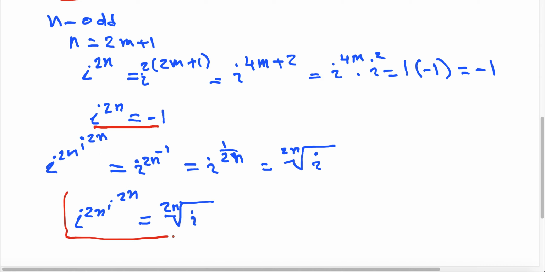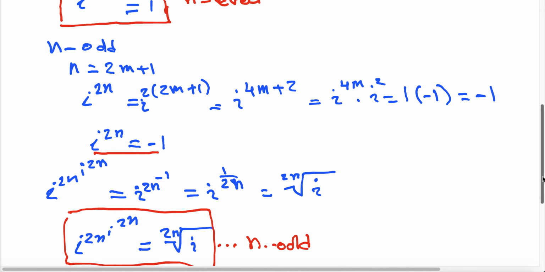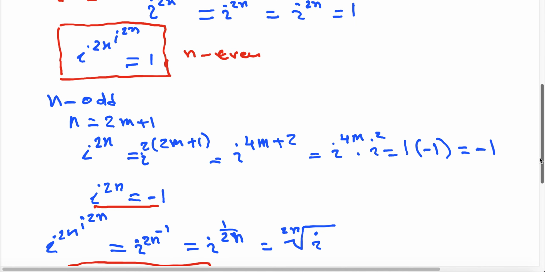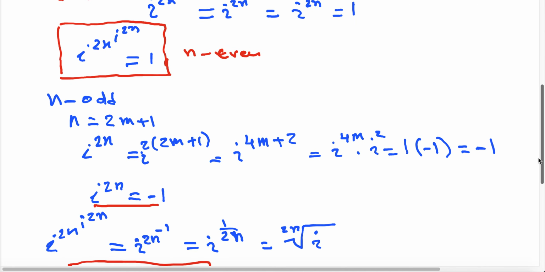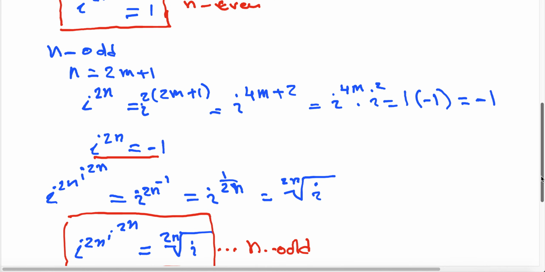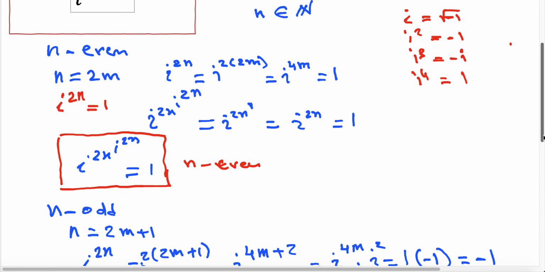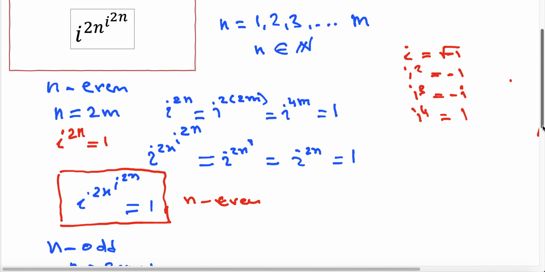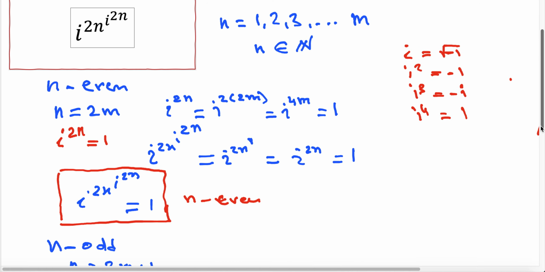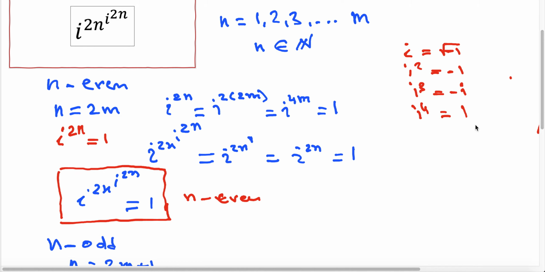That is when n is odd. So those are the two results. This is when n is odd. And when n is even, we have i^(2n) to the power i^(2n) equal to 1. So those two scenarios can happen with this pure imaginary number. When we evaluate it, it has the value 1 or the 2n-th root of i.